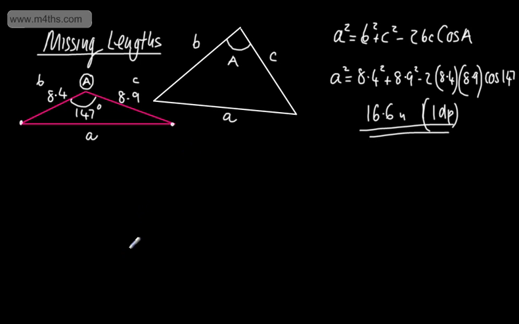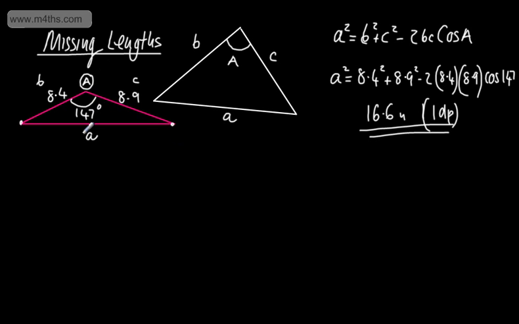I've simply taken the square root of both sides. An interesting result here is when we've got A equal to 90 degrees: the cos of 90 degrees is 0, and it gives us Pythagoras. A squared is equal to B squared plus C squared when we have a 90-degree right angle.